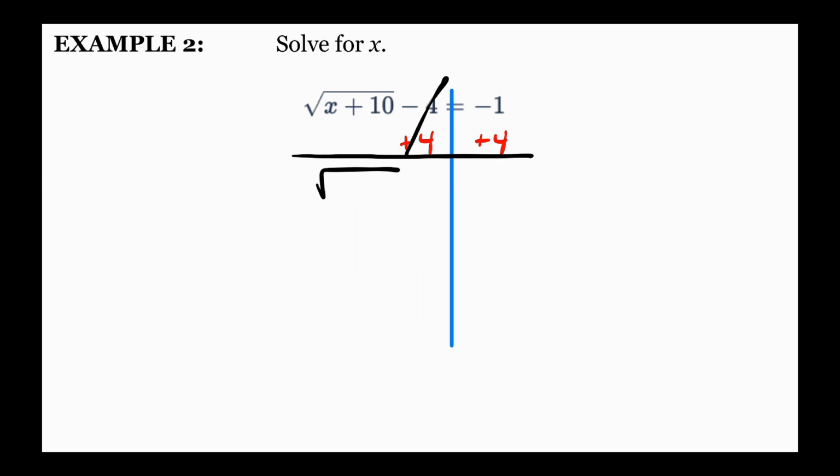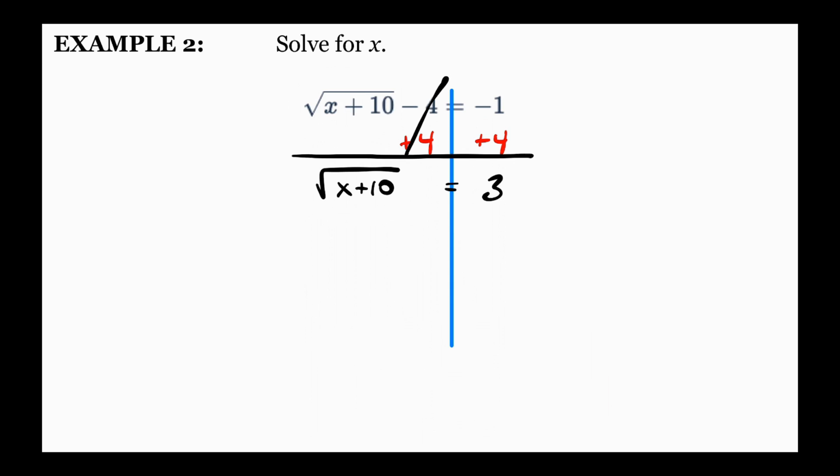So now I have the square root of x plus 10 there, and I have a positive 3 here. Step 1 is done. The only thing on the left side of the blue line is the radical. There's nothing else there. Okay, let's go to step 2.